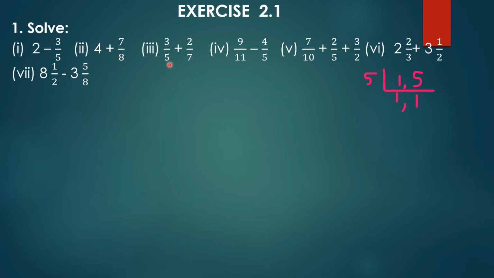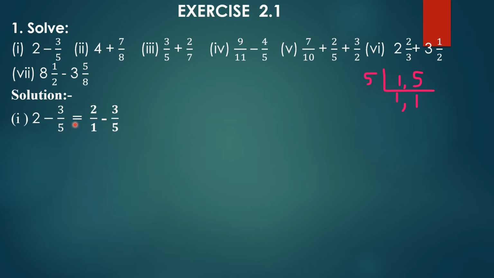So now let us see question number 1. Under question number 1, we have to solve the given set of questions. Totally there are 8 sub questions. So we will take one by one. The first one, 2 minus 3/5. So 2 minus 3/5. Is it possible to do the subtraction? No, because here 2 is not a fraction, and here 3/5 is a fraction. Therefore what we have to do? We have to convert 2 into a fraction.